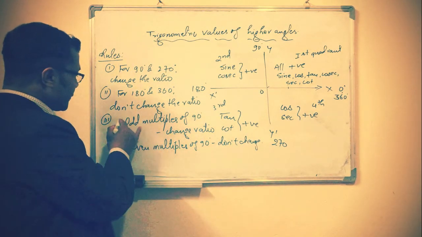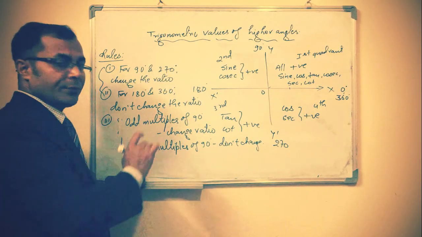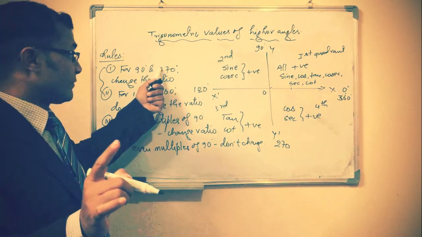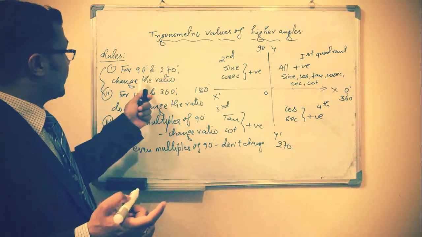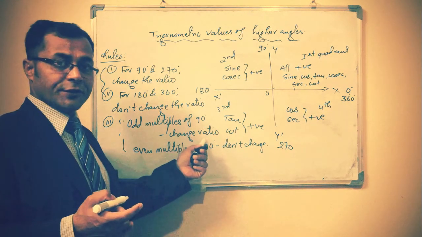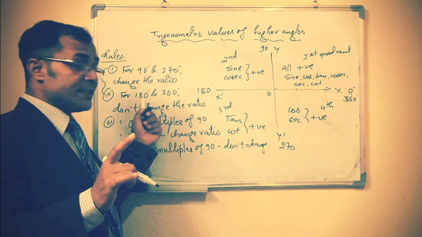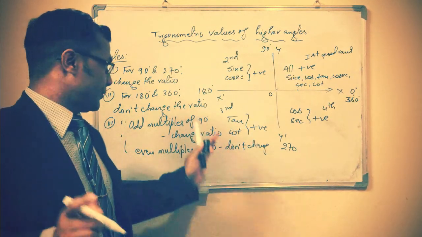In fact, these rules are already included over here, because you can see 90 and 270 are odd multiples of 90: 90 into 1, 90 into 3. So in this case, change the ratio. In this case, 180 and 360 are even multiples, 90 times 2, 90 times 4. So these are the even multiples. Don't change the ratio. See?